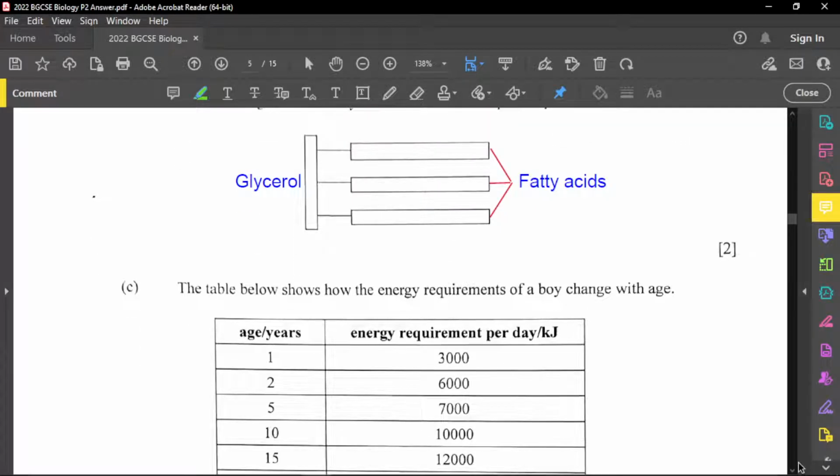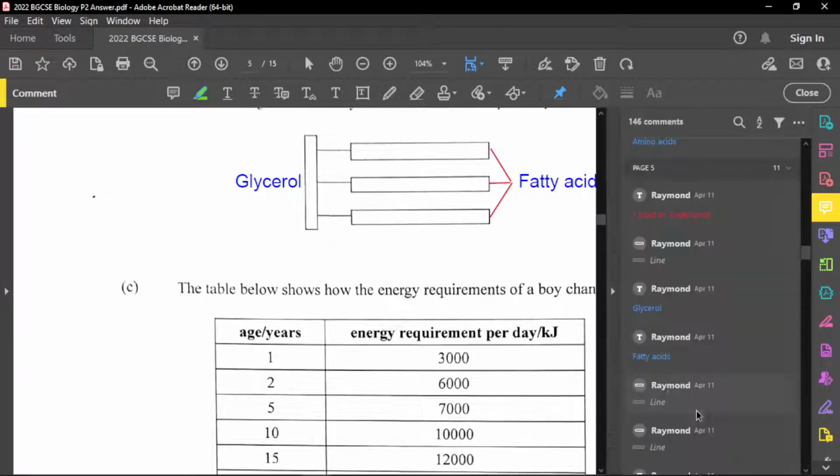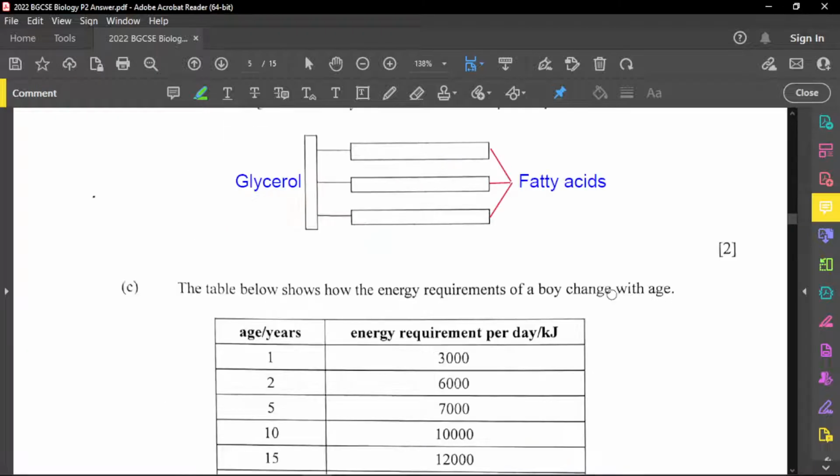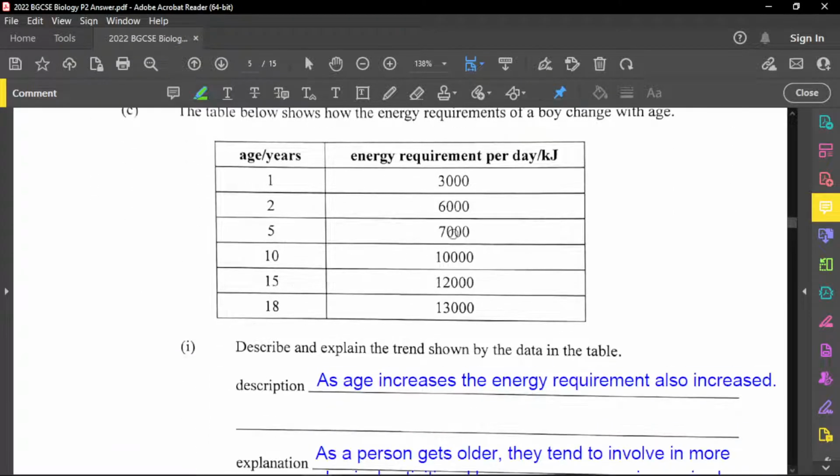For the next part of this question, part C, let's quickly take it off. All right. So it said here the table below shows how the energy requirements of a boy change with age. All right. And so the chart will give you the age, and then it also gives you the energy requirement per day in kilojoules. And it said describe and explain the trend shown by the data in the table.